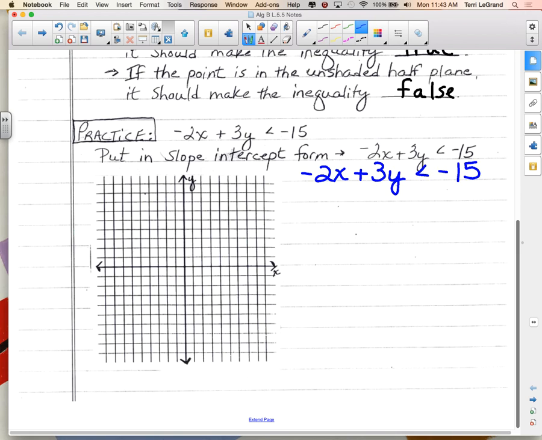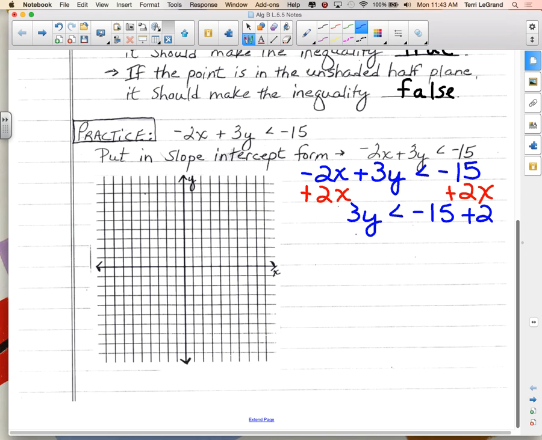So what would be our first move here? Get the y alone. Add 2x. So now it reads what? 3y is less than negative 15 plus 2x.